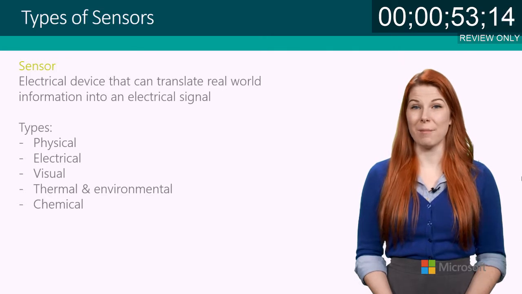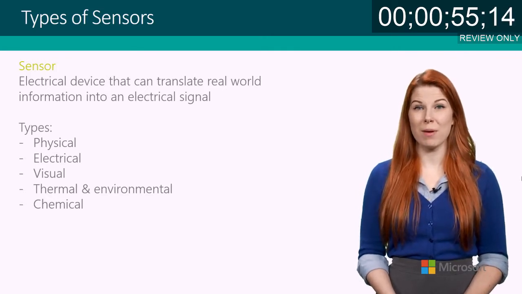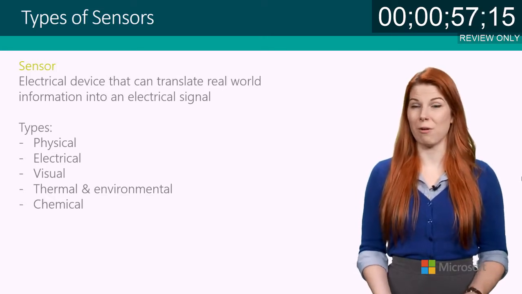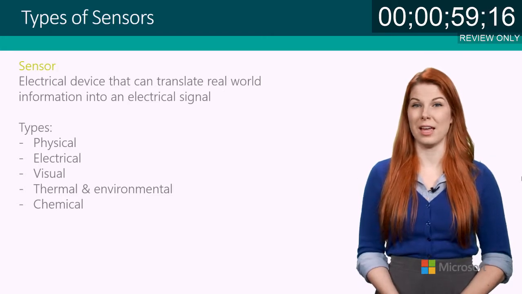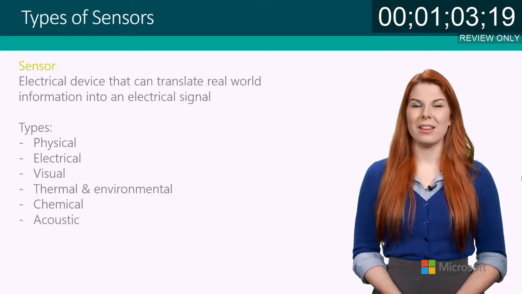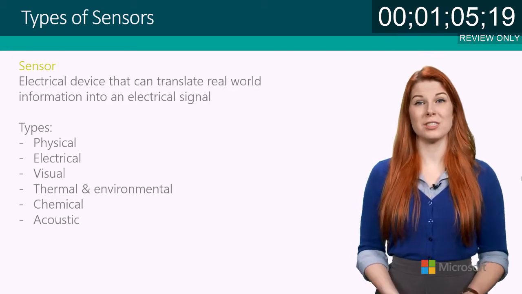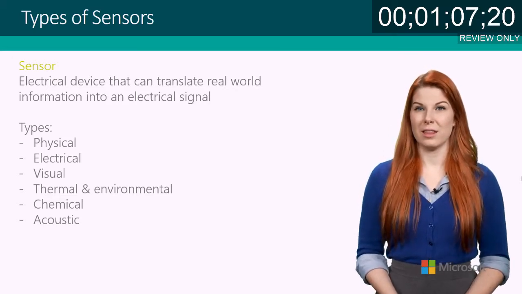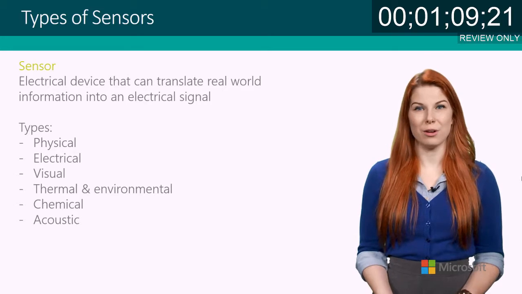There's sensors that are chemical, meaning they can sense how many things exist within a chemical compound. So maybe things like looking for antibodies in blood. And then you have acoustic, which can measure sound waves. So can they tell when someone's talking? Can they tell when a noise goes off?